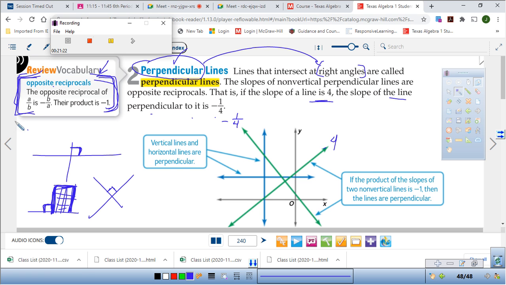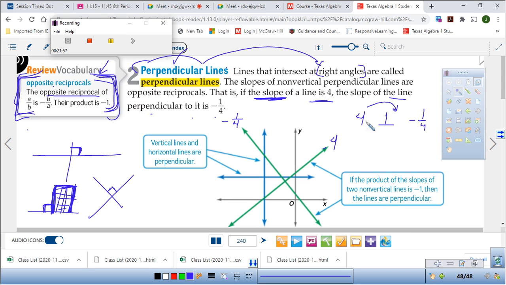So make sure you write this down. Make sure you know perpendicular lines means right angles. And now make sure you know that the slopes of the lines that are perpendicular are opposite reciprocals. What that means is that if I have a slope of 4, for another line to be perpendicular to it, it has to have the slope of the negative reciprocal. Well, sir, how are they getting a negative 4 over 1? No, I'm sorry, negative 1 over 4.